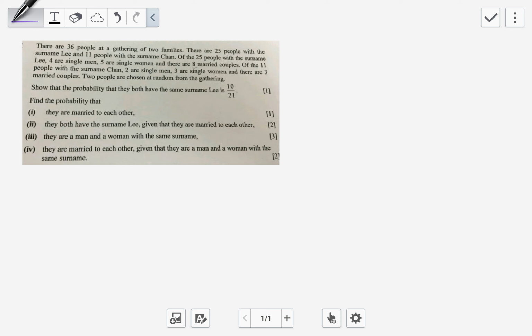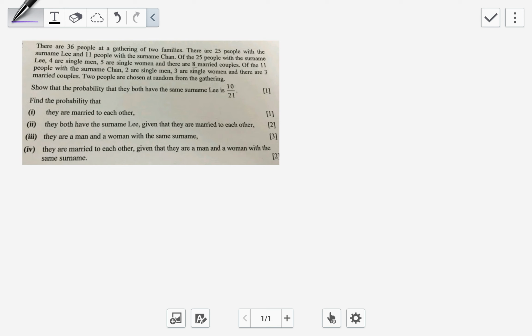Okay, there are three types of diagrams that are useful for finding probability. One is the tree diagram, one is the table of possibilities, and the other one is the Venn diagram. In this case, we will use a table to summarize all the information.